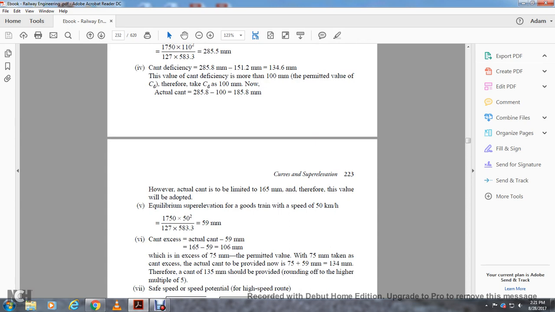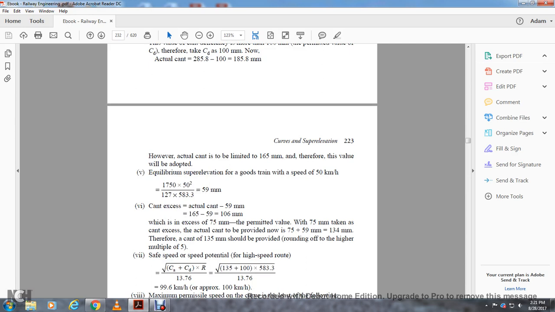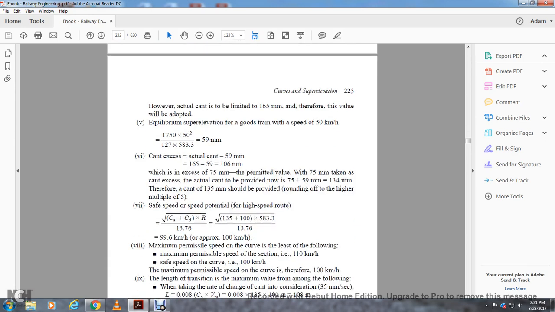Goods trains should run at 50 kilometers an hour. The cant for this is 1750 times 50 squared over 127 times 583, which is 59 millimeters. The cant excess is the actual cant minus 59 millimeters, which is 165 minus 59, 106 millimeters. The cant excess exceeds the permitted value of 75 millimeters, so take the permitted cant excess. The actual cant is 75 plus 59 millimeters, which is 134 millimeters. The cant is 135 millimeters, provided by rounding off to the higher multiple of 5.